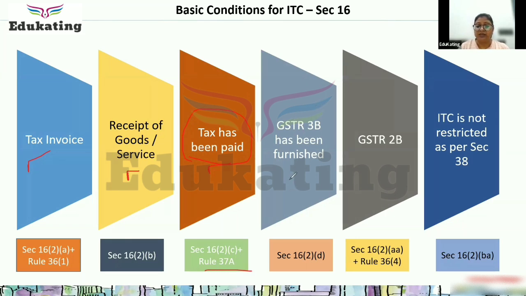GSTR 3B has been furnished. This is for the registered person, means recipient. The tax paid condition is for the supplier. This is for the recipient.